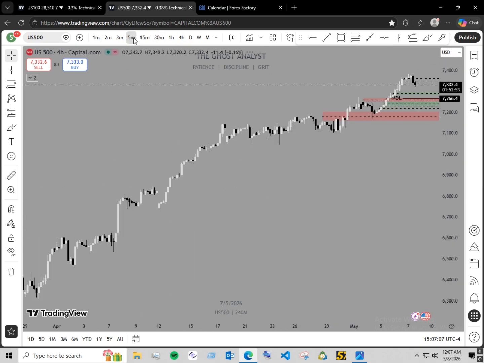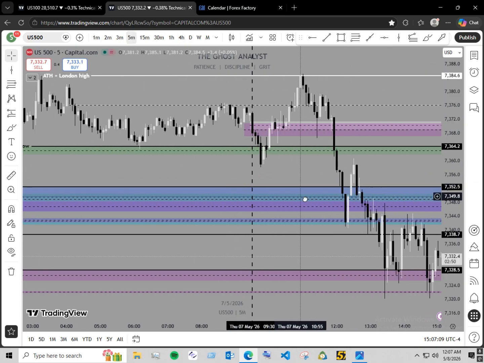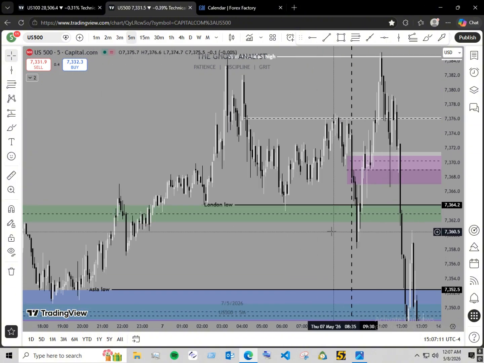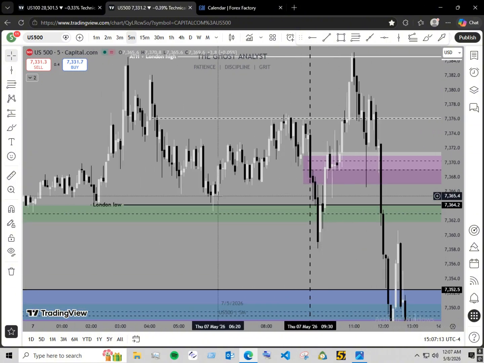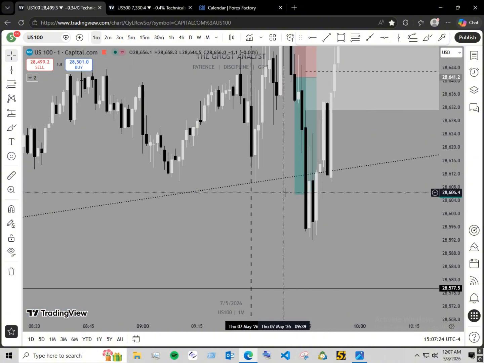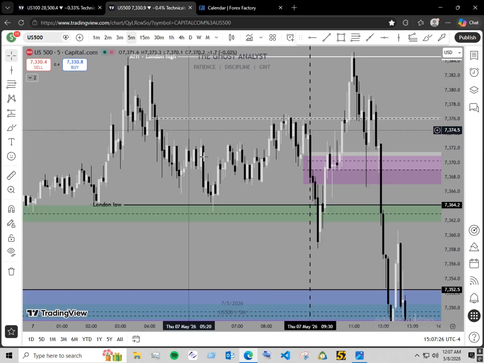And on US 500 at that time, we were clearly very bullish, and we were close to sweeping out this intermediate low in this 4-hour gap that swept this London low. This was my main drawn liquidity for today. I closed this trade here because on US 500, the market had already swept this low inside this 4-hour gap.